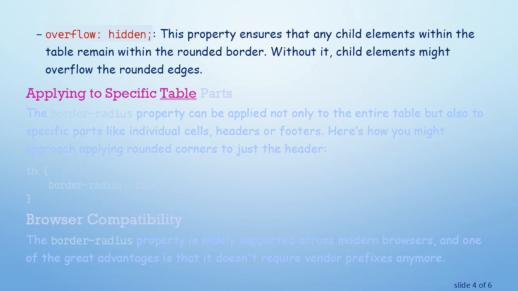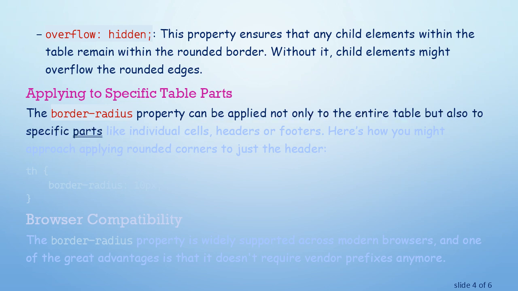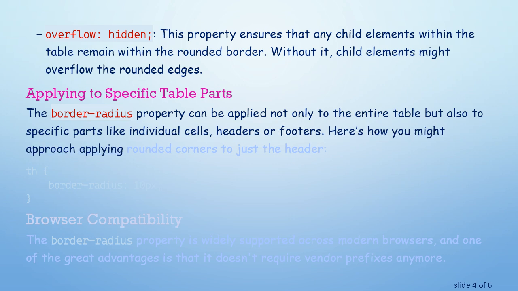Applying to specific table parts. The border radius property can be applied not only to the entire table but also to specific parts like individual cells, headers, or footers. Here's how you might approach applying rounded corners to just the header.